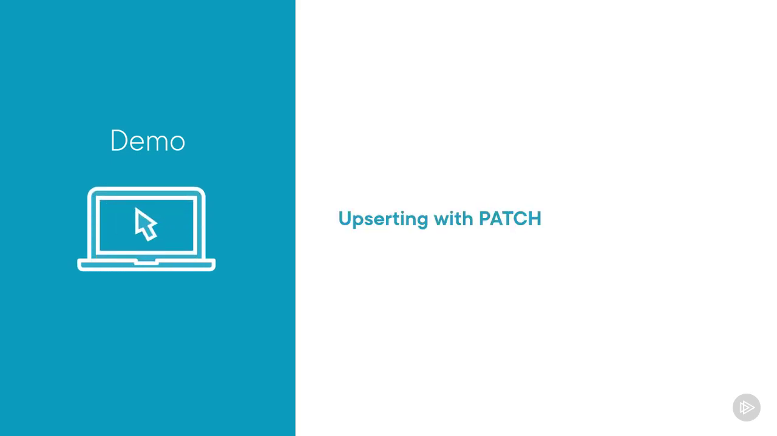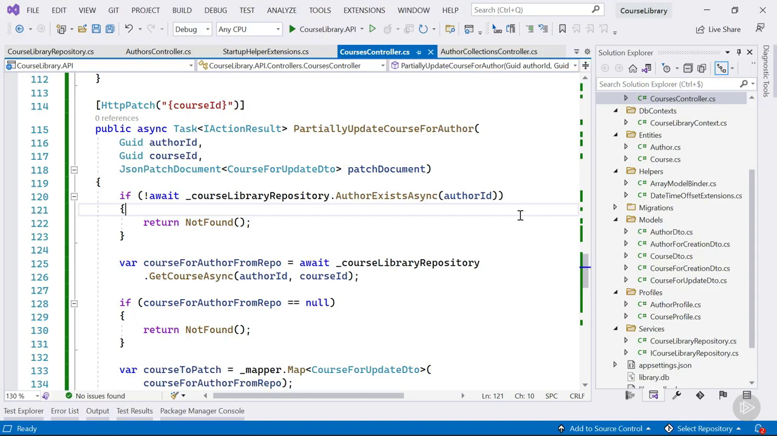We're back in our courses controller and we're looking at the partially update course for author action. If the course for this author doesn't exist, we want to create it with the course ID from the URI. With put, this was quite easy because in the request body for those types of requests, the full resource representation is passed through. For patch, it's a change set, the JSON patch document that's passed through.